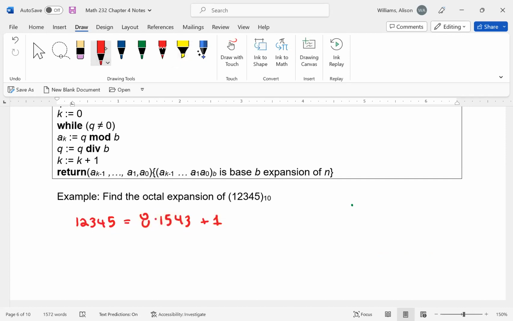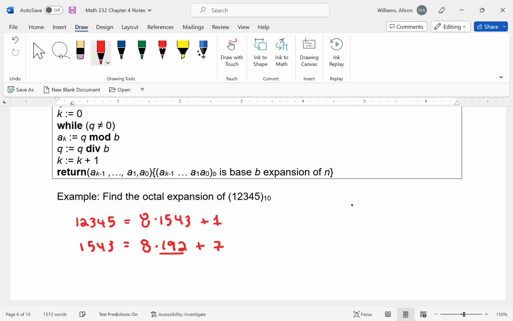All right. I'm going to take this result here, that 1543, that's the quotient, and I'm going to divide it again by 8. So grabbing my calculator, putting 1543 divided by 8, I get 192.875. So this is 8 times 192. Let me figure out what 8 times 192 is. 1,536, and I'm going to subtract that from 1543 and get my remainder of 7. And I'm just going to keep doing this until I can't do it anymore.